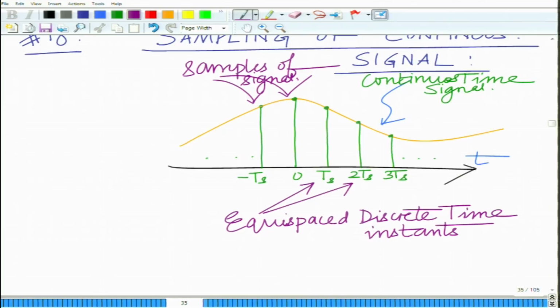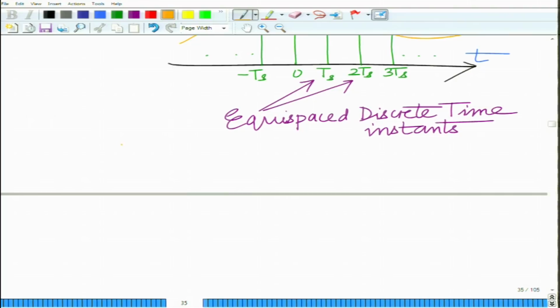And extracting the samples of the signal at these discrete time instants, this process is termed as sampling. Sampling is a very interesting concept and one of the most fundamental concepts, which has a very interesting theoretical framework.